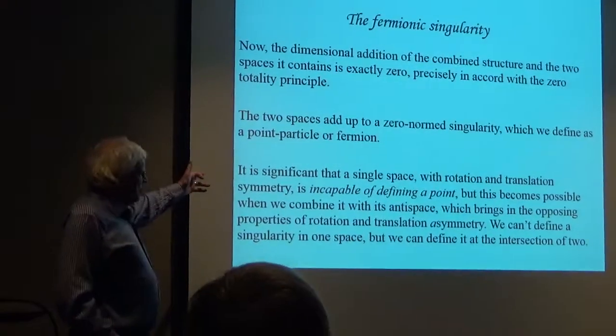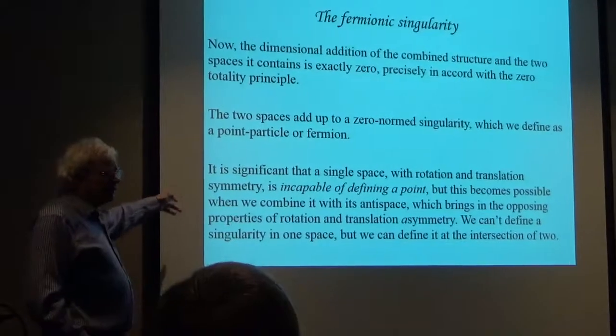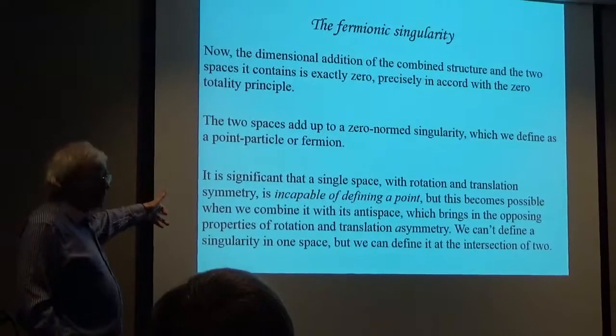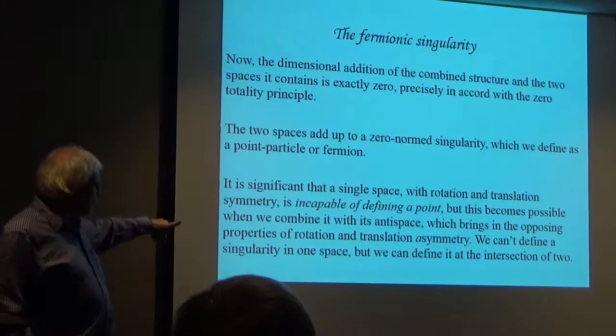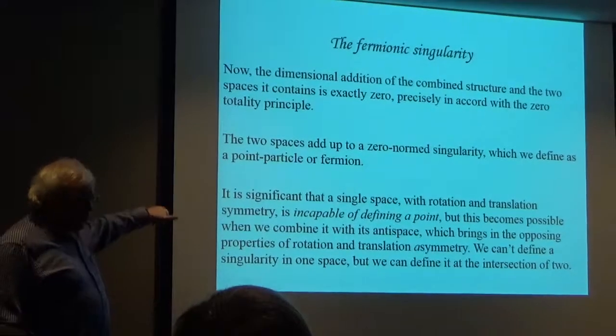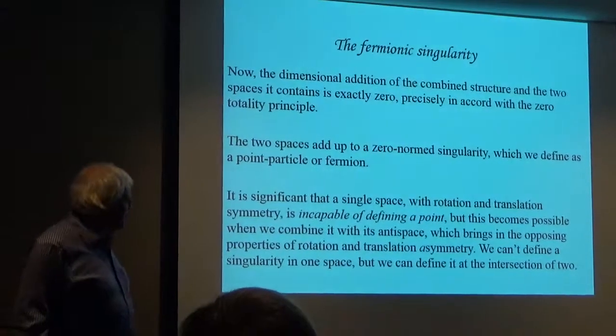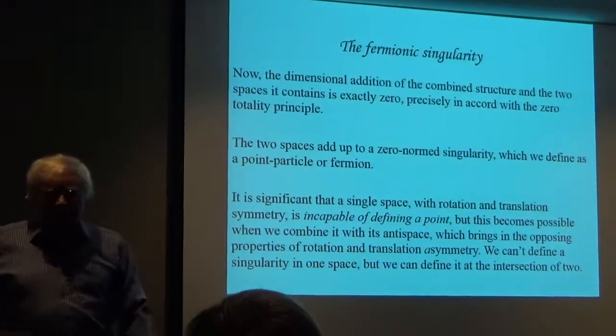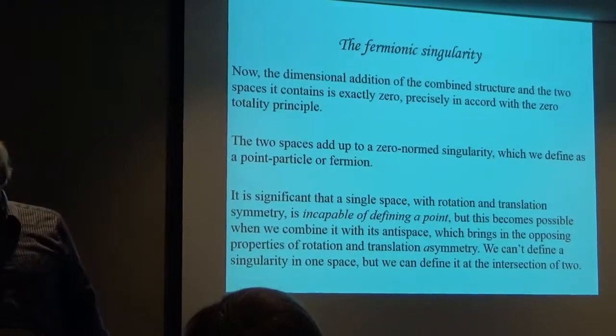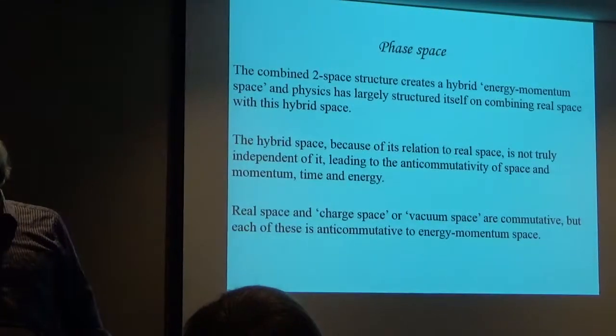Now, people often talk about having points in space, but we can't define a point in space because space has translation and rotation symmetry. You cannot define a point. You can only define a point in the intersection of two spaces. We combine it with anti-space, which has translation and rotation asymmetry. I can't go into that, but it's a very interesting topic.